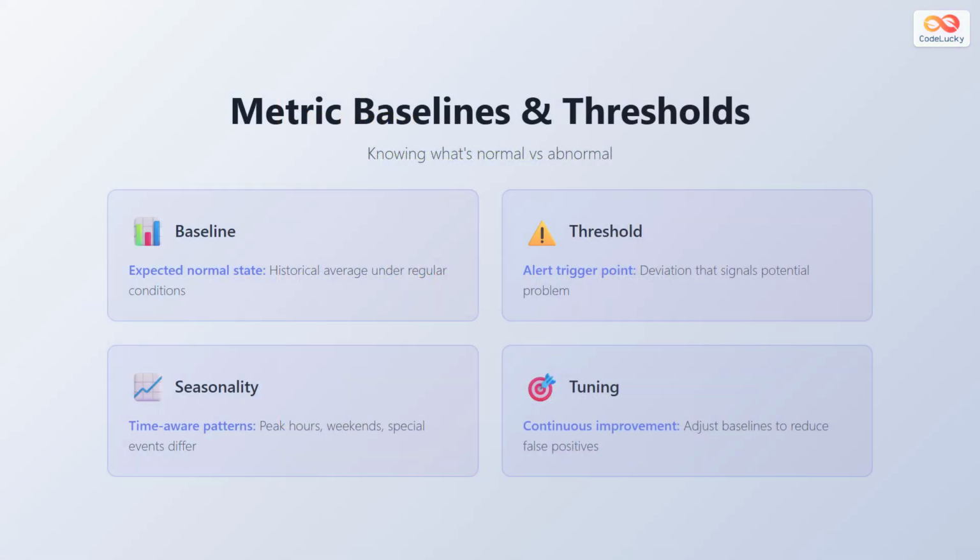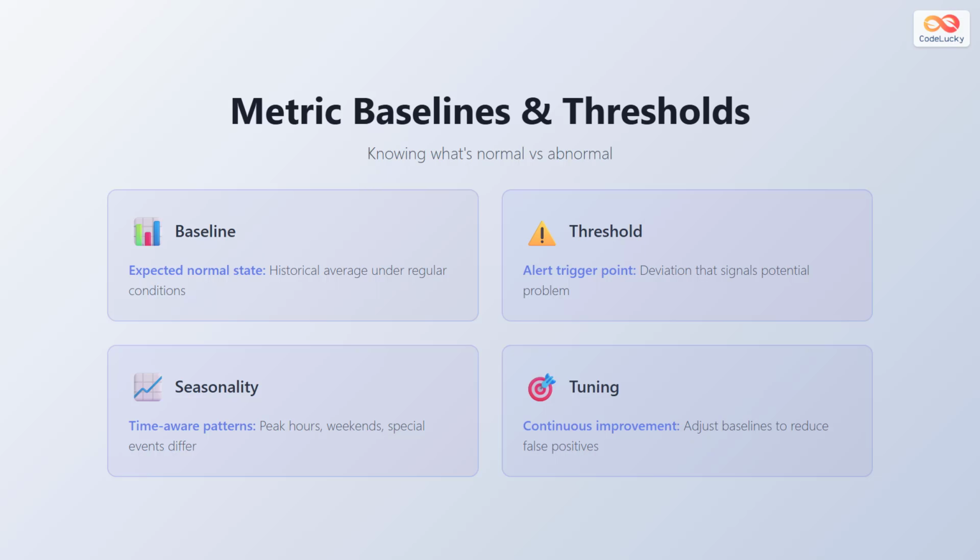Understanding baselines and thresholds is critical for effective monitoring. A baseline is your expected normal state, the historical average of how your metrics behave when everything is working correctly. A threshold is the point where you say something has gone wrong. But setting thresholds is tricky.